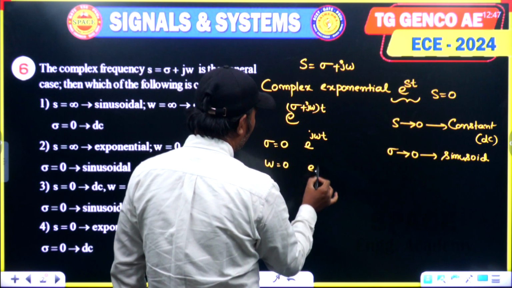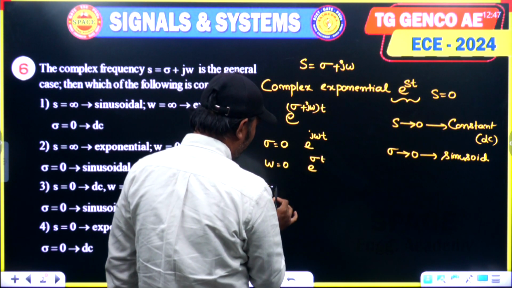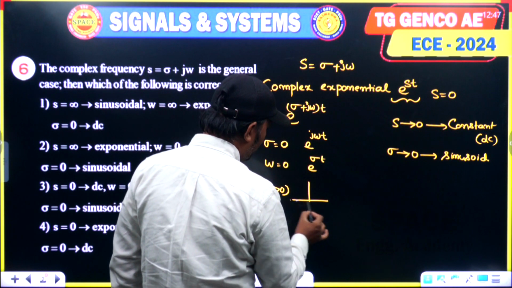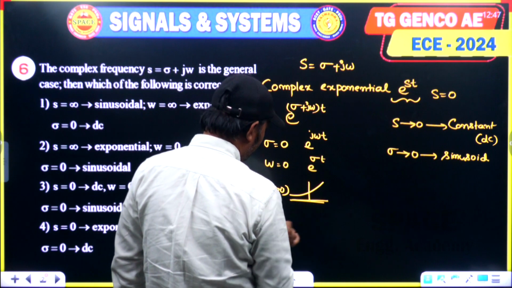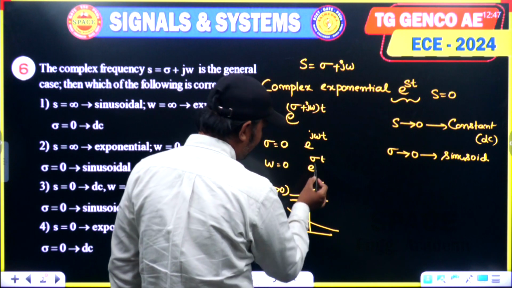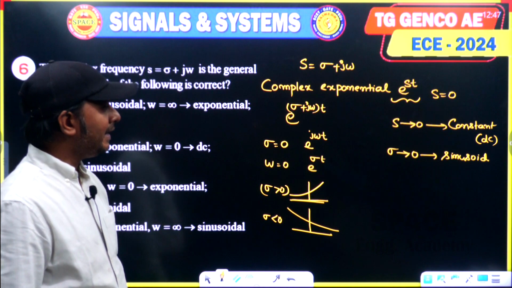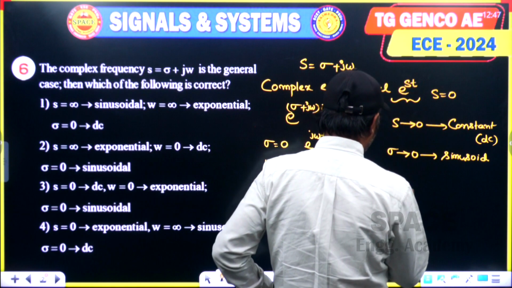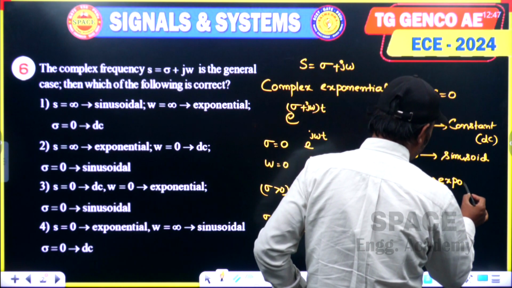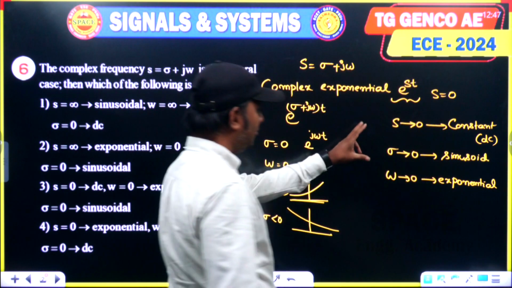Now what happens if omega is 0? Omega is 0 means this becomes e power sigma t. If sigma is greater than 0, this will be a growing exponential. If sigma is less than 0, it will be a decaying exponential. Sigma greater than 0, growing exponential; sigma less than 0, decaying exponential. So if omega is equal to 0, we are going to have an exponential.